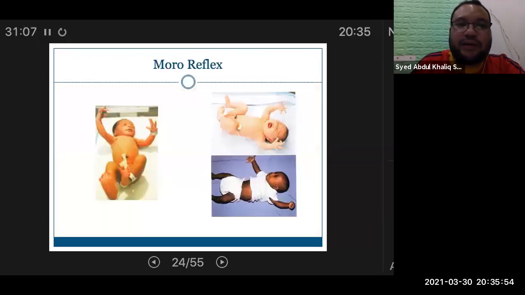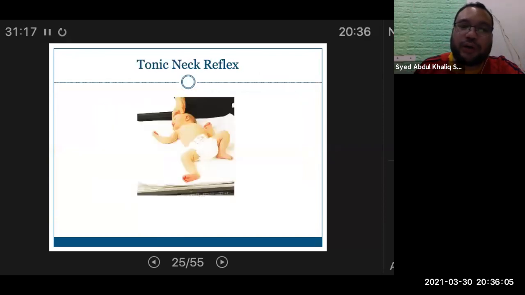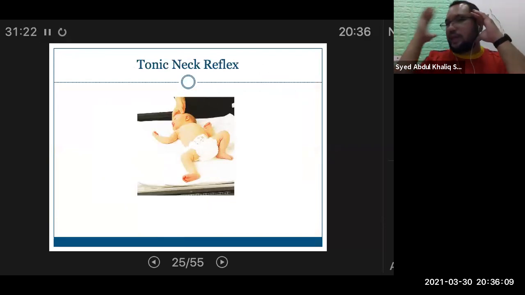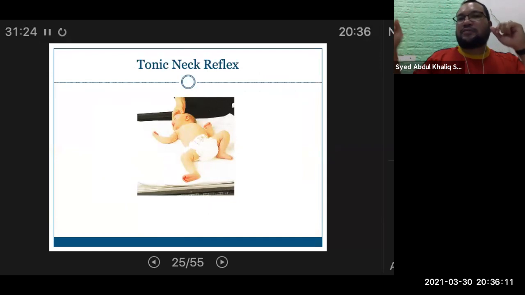Head lag, Moro reflex, we'll do Moro reflex tomorrow. It's not easy to show here, but tomorrow in the practical session we'll show you how to do Moro reflex. Tonic neck reflex, if you turn the baby's head towards one side, dia akan jadi macam fencing.